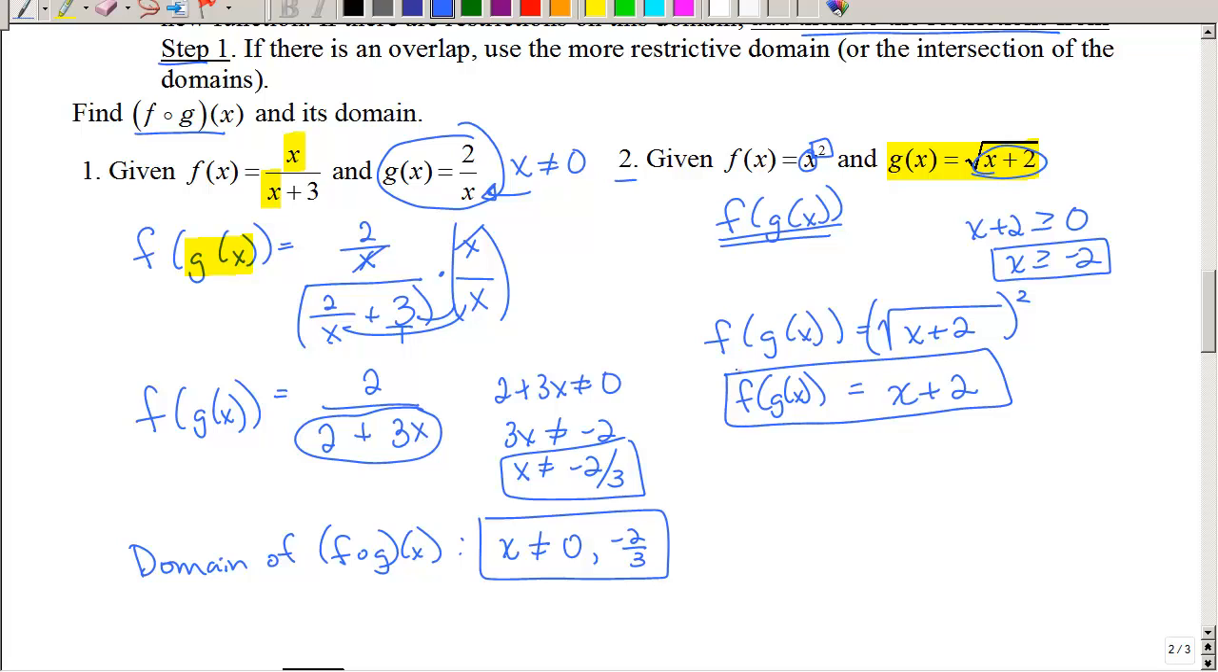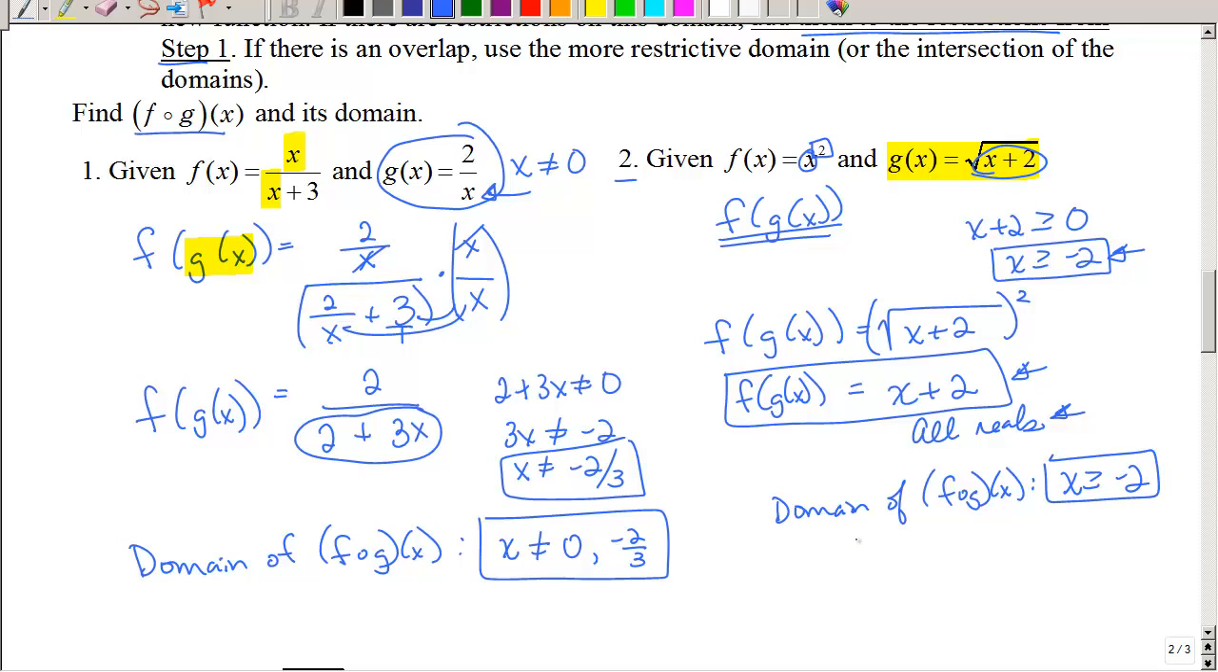What's the domain? Well, are there any restrictions here? No, this is all reals. Is that my final answer? No, because remember, x was only greater than or equal to negative 2. This offered no other restrictions. So the domain of f of g of x is x greater than or equal to negative 2. In other words, you could write that as negative 2 comma infinity, and that would be in interval notation.